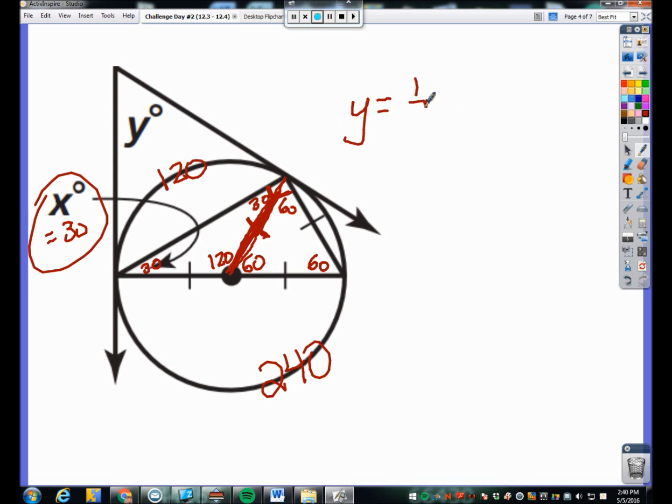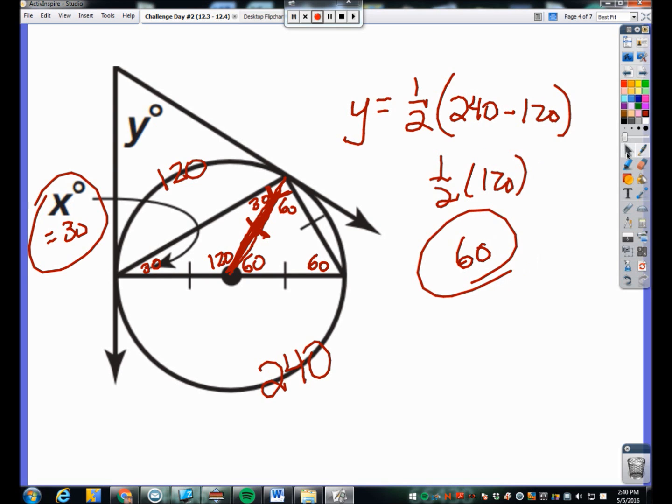So y, the outside angle, is equal to half of the arc further away minus the arc that is closer. We're taking half of 120, which is 60. And 60 is y.